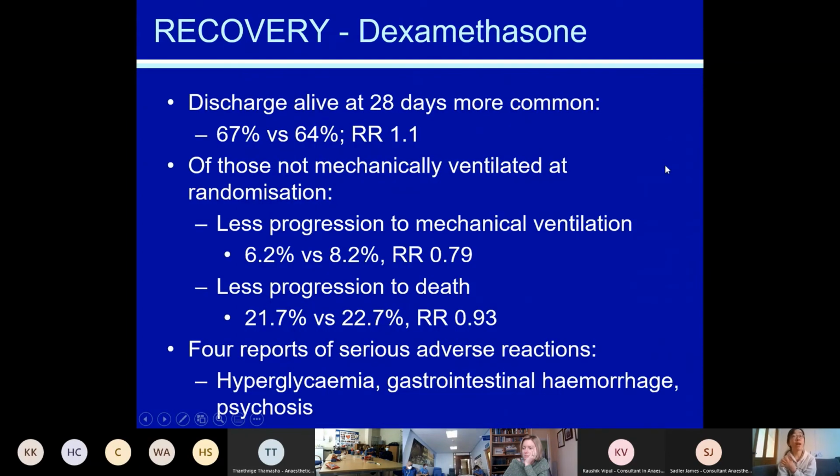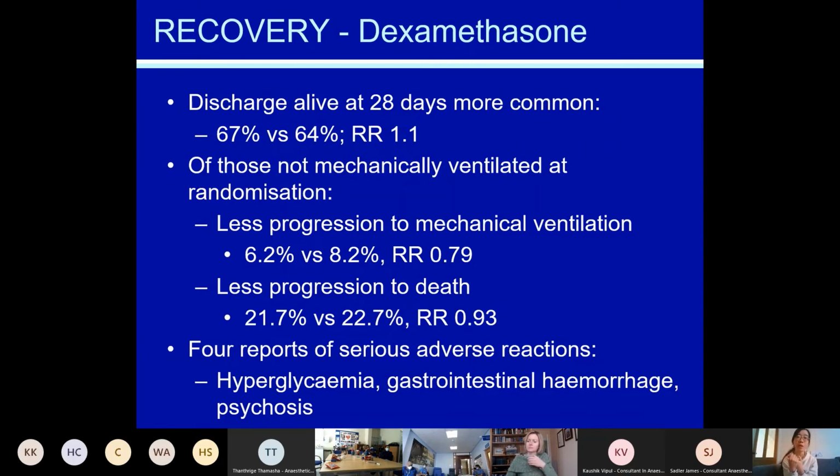Some secondary outcomes at 28 days, so there was less death, but there was also a slight increase in discharge in patients who had received dexamethasone. And of those who weren't mechanically ventilated at the beginning of randomization, there was also a small decrease in the risk of you then becoming ventilated. So 6.2% of the patients who weren't ventilated needed then to be ventilated later versus 8% if you hadn't had dexamethasone.